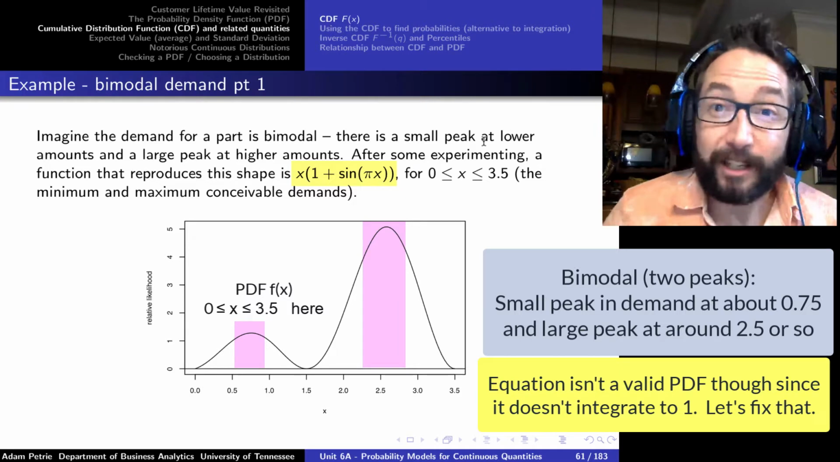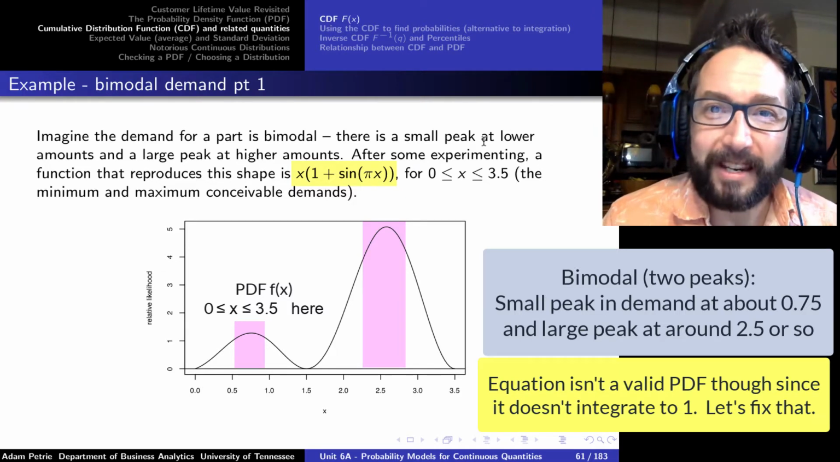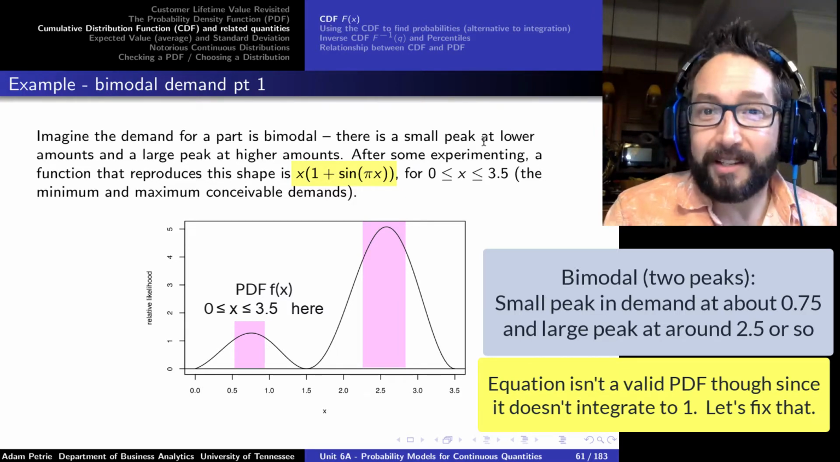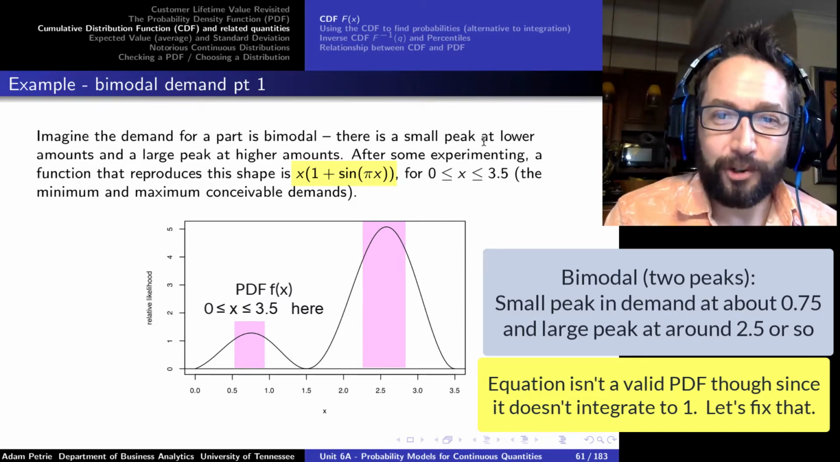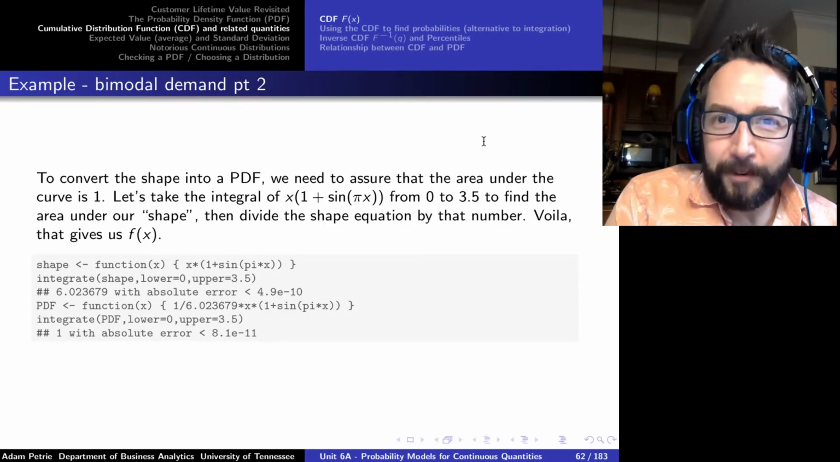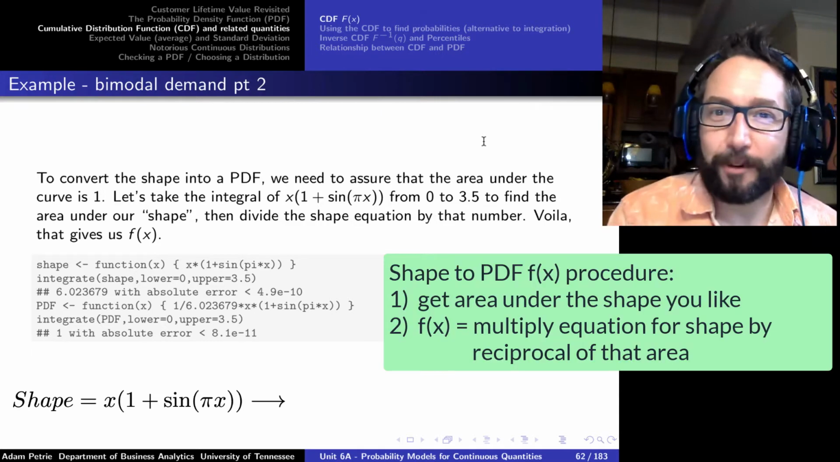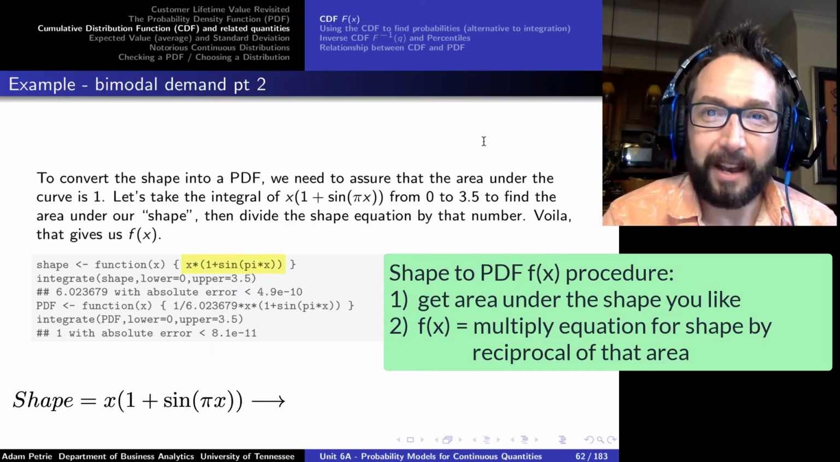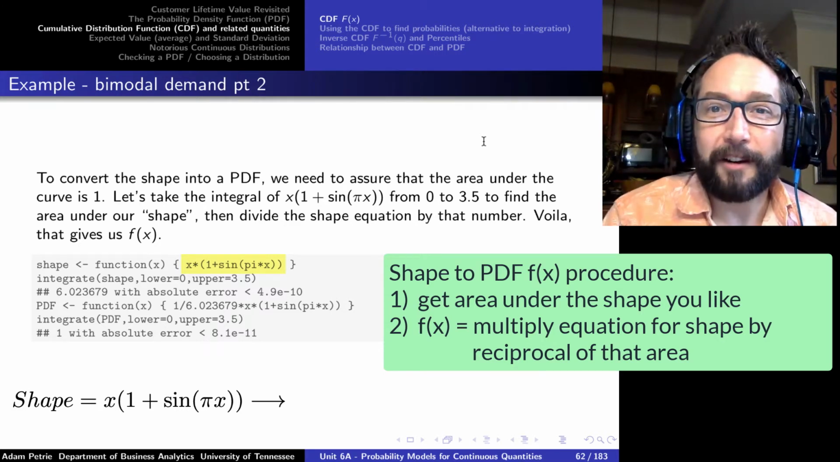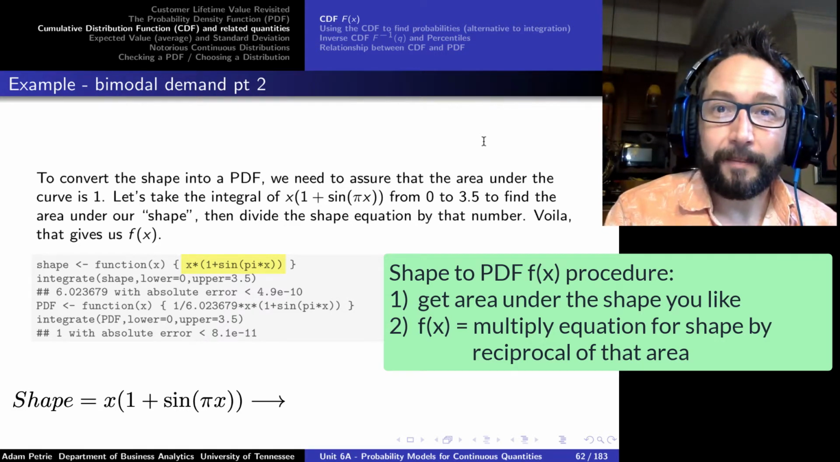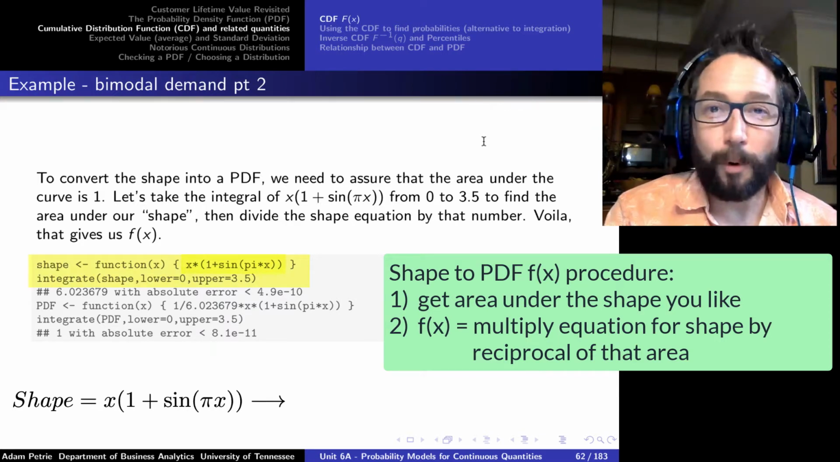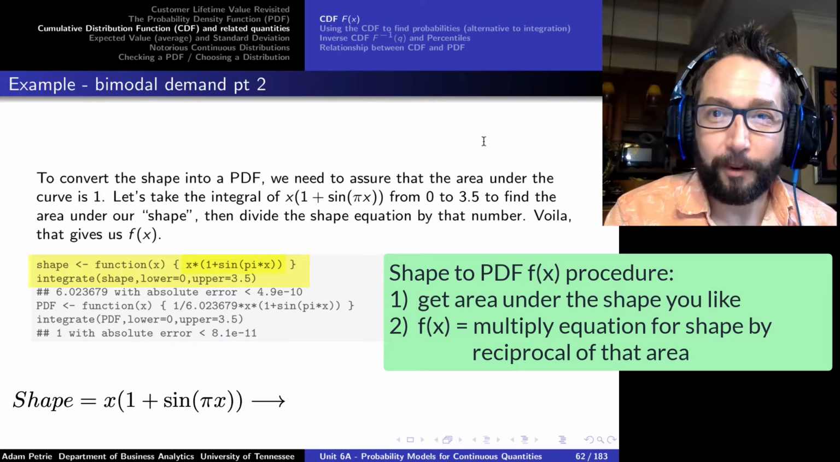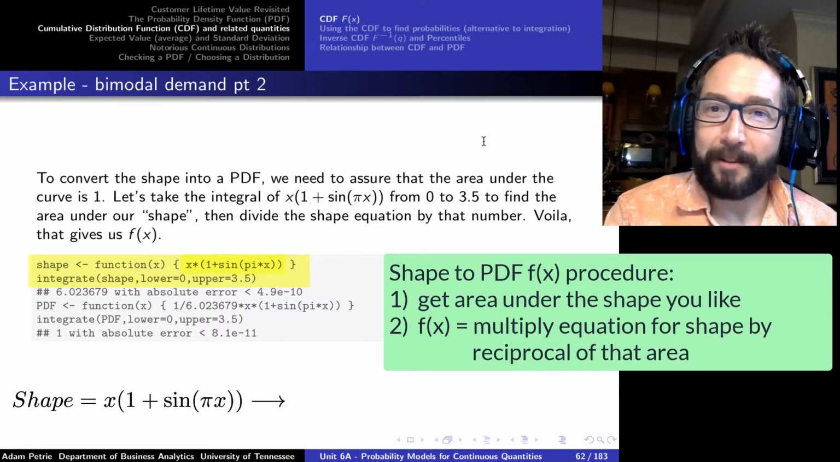Let's do a really quick review of how we work with PDFs, and then talk about what the CDF, capital F, of this function is going to look like. First thing, we can always take our equation for a shape that we really like and make that into an equation for little f, our PDF, by looking to see what the area underneath the curve currently is. If we throw that into R and use the integrate function, the area underneath that shape turns out to be about 6.02.